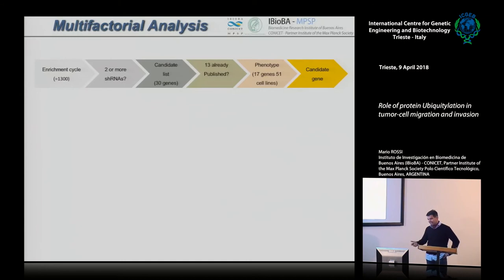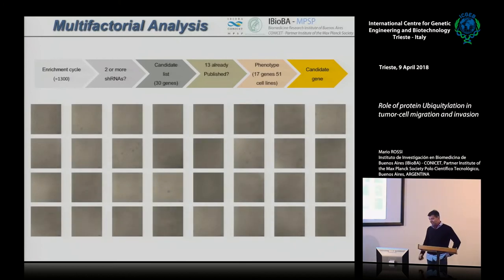So we had to decide again which one was going to be the one to pick. And we used a very brute force approach. Fabiana made 51 cell lines, meaning all these 17 genes were targeted by three different shRNAs. The only thing we could do with all of those as quickly as we could was analyze the phenotype of the cells, and we chose one gene from this list to start with because it showed the most dramatic change in phenotype. And then I'll show you what the change in the phenotype is.